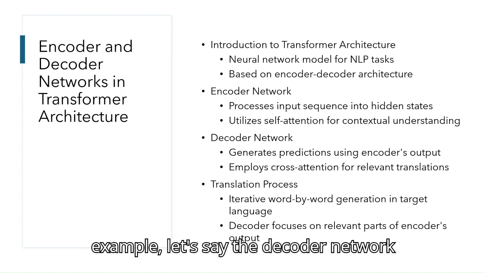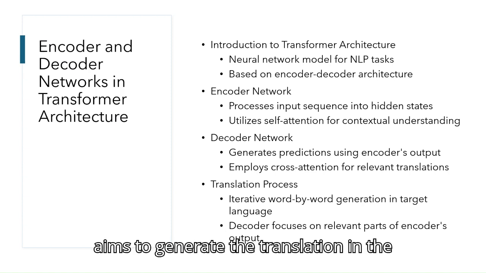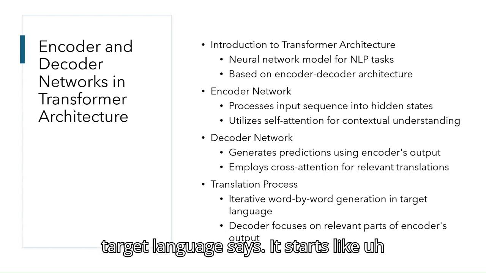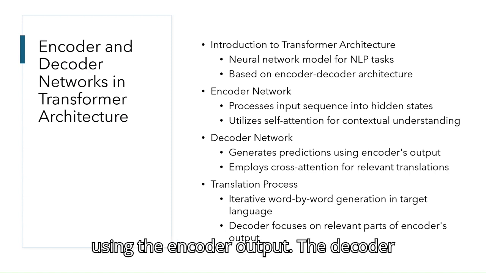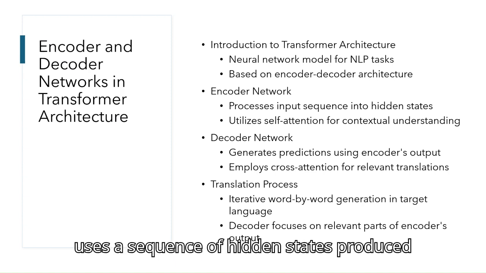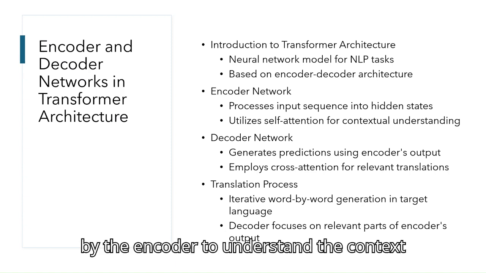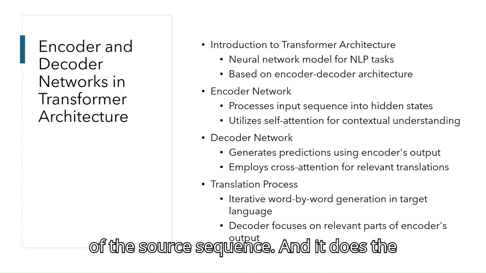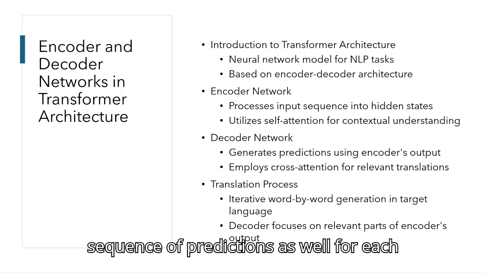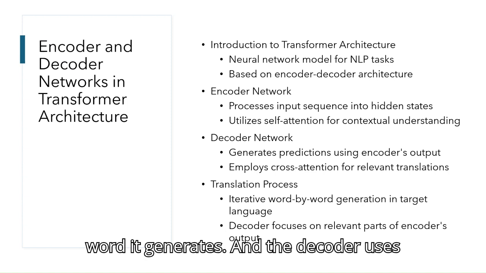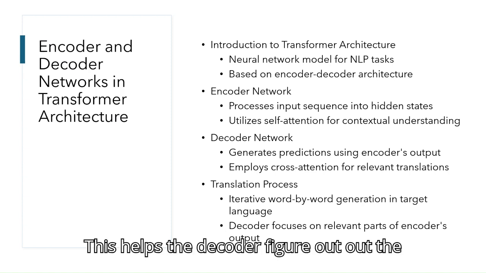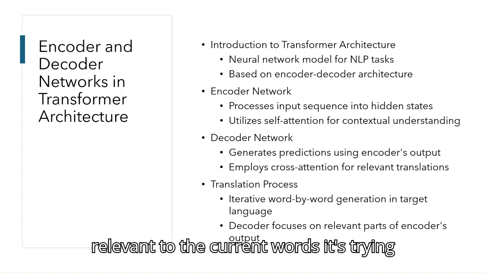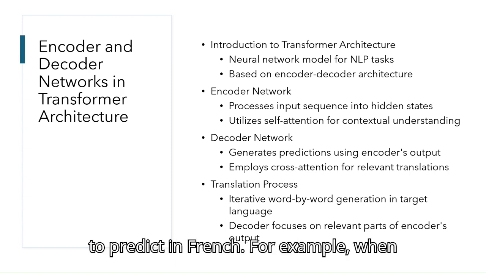For example, let's say the decoder network aims to generate the translation in the target language. It starts and generates one word at a time, and using the encoder output, the decoder uses a sequence of hidden states produced by the encoder to understand the context of the source sequence, and it makes a sequence of predictions as well. For each word it generates, the decoder uses a cross-attention mechanism to focus on different parts of the encoder's output. This helps the decoder figure out which words in the English sentence are most relevant to the current word it's trying to predict in French.